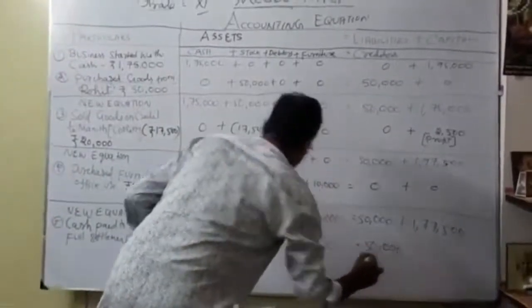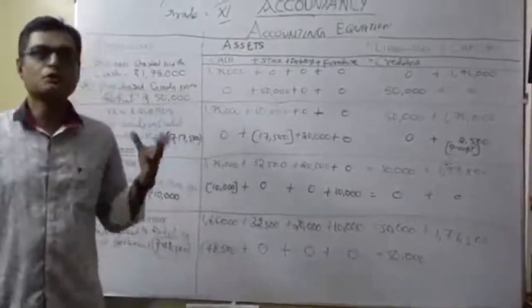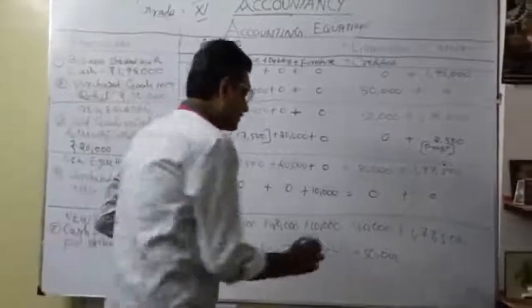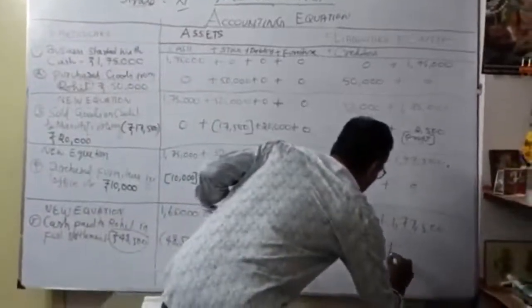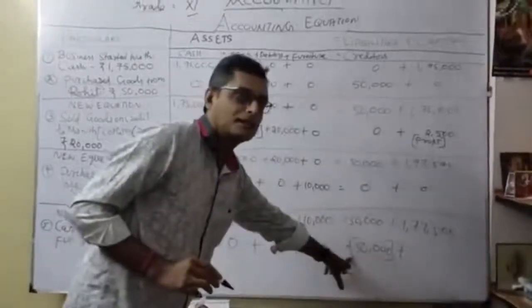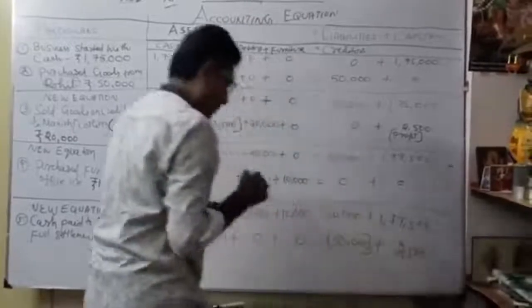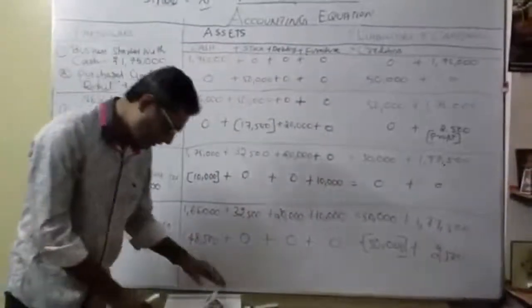But how much did I pay? Only 48,500. So the remaining 2,500 we got as gain. That gain I'm going to show here, in the bracket, because now creditors are nil balance. So the 2,500 I show as profit. Now got the point?